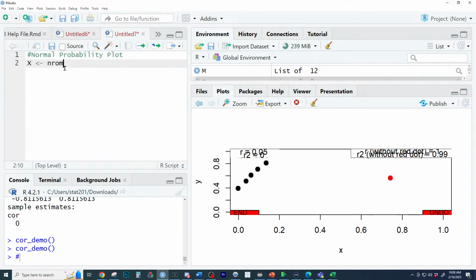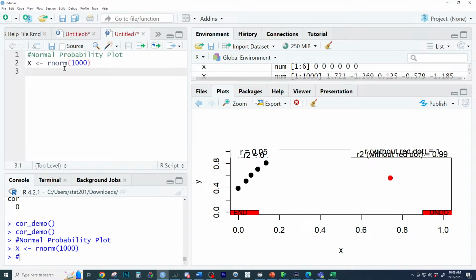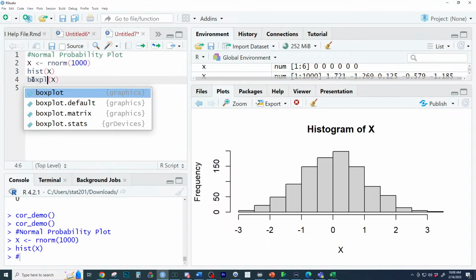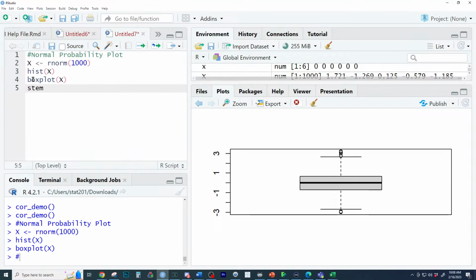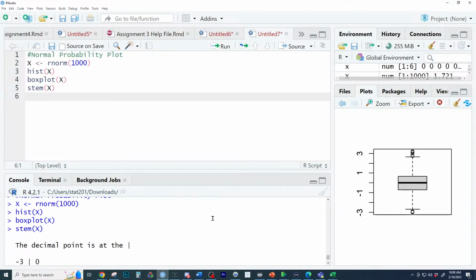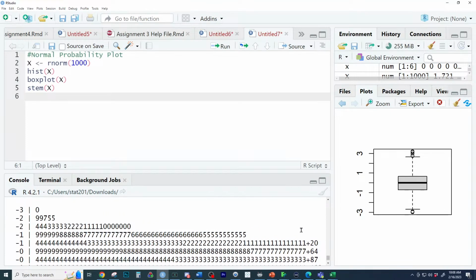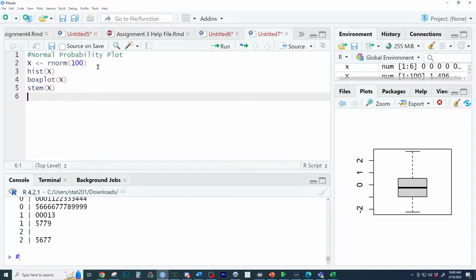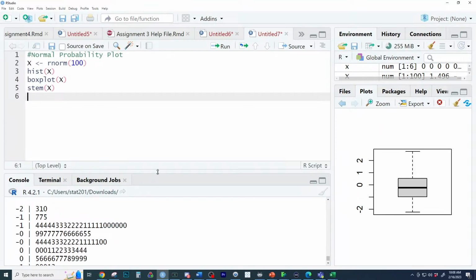So if we have data, and I am creating random normal data right here, 1,000 observations. You don't have to know how to code, but we can make a histogram from it, a box plot, a stem and leaf. The reason you wouldn't use a stem and leaf is because it's going to look ridiculous. It's going way off the screen, so there are more observations than it can show. We'll just do 100.